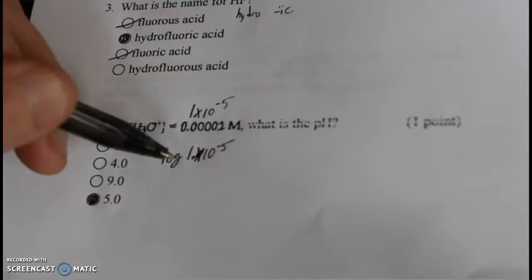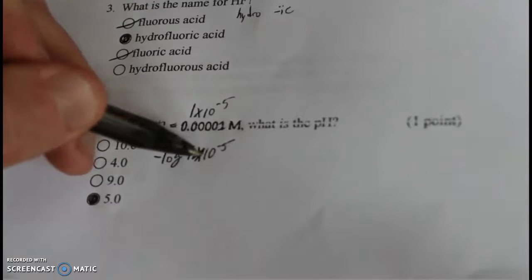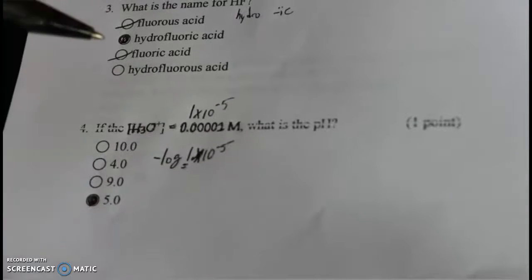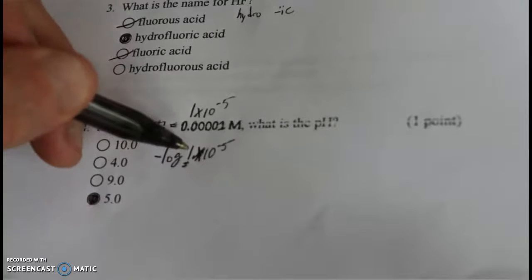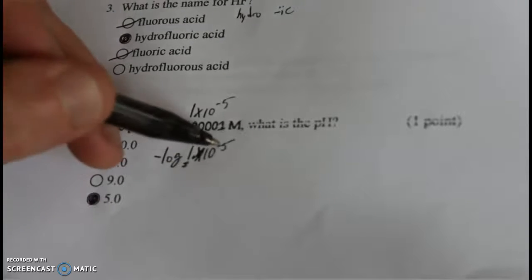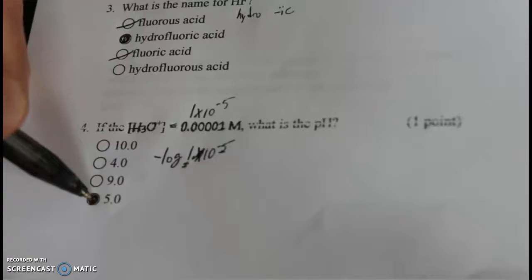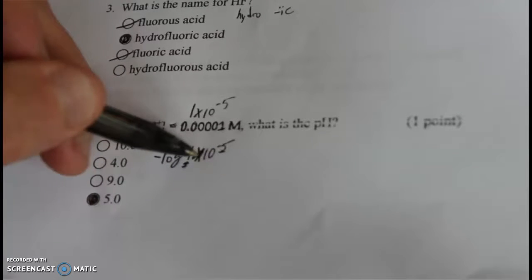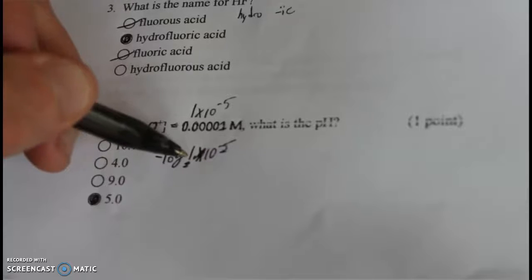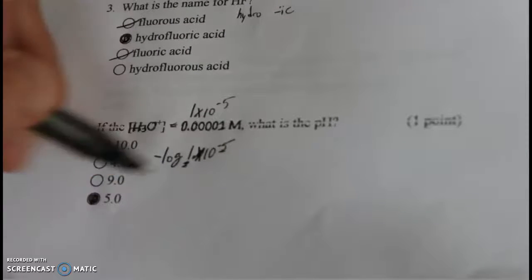Now, since the number in front of the scientific notation is exactly 1, and this only works if this number is exactly 1, you don't even need the calculator. If it's negative log, this negative 5 just becomes the pH, 5. Again, that's only the case if it's a 1 in front of the scientific notation. If it was anything other than 1, you would have to use a calculator for that. But again, it's just that exponent, and it just becomes positive.